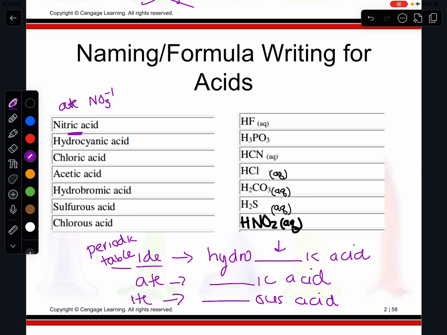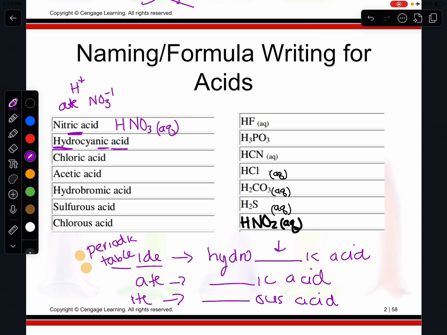All right, so nitric means it is the ate form, so we're going to be using nitrate. It may help you to write what nitrate is. Nitrate is NO3 minus 1. If we know it's joining with an H, always a +1, go ahead and crisscross, and you can write HNO3 with an AQ. Now, because it has a hydro and an ic in the word acid, we know that it is this first rule right here.